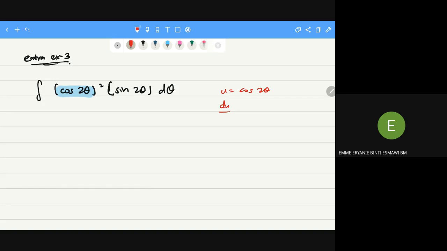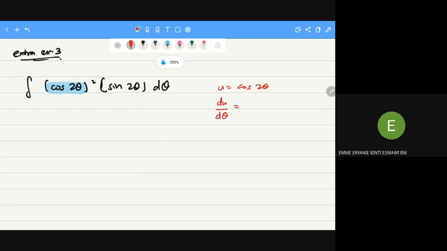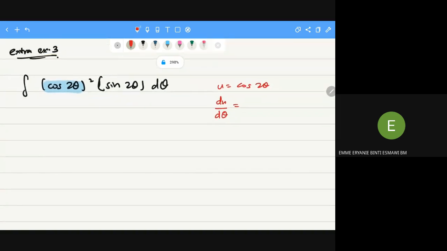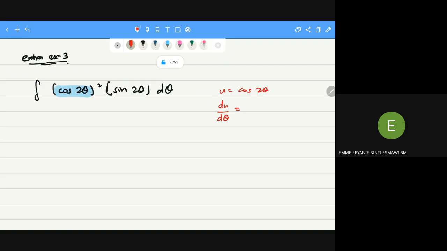So bear in mind when you differentiate, this is not dx but d theta. Sebab dia in terms of theta. Okay, can you help me? How to differentiate cos 2 theta? Differentiate lah. Kan integrate. Negative 2 sin 2 theta. Yeah, very good. Negative 2 sin 2 theta.